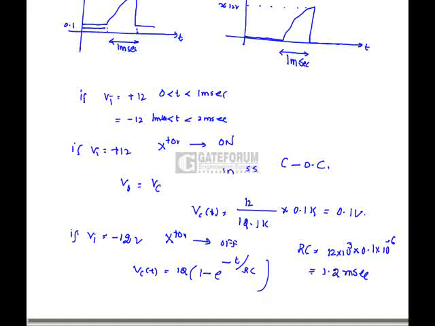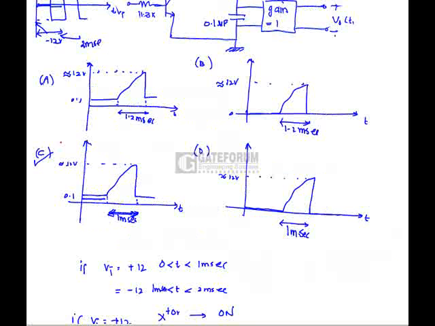So after 1 millisecond, it's going to attain plus 12 again. When plus 12, the output is going to be 0.1 again. Hence the duration of the charging period of the output waveform is only 1 millisecond, that is 1 to 2 milliseconds. Hence output waveform is C. Option C is correct.